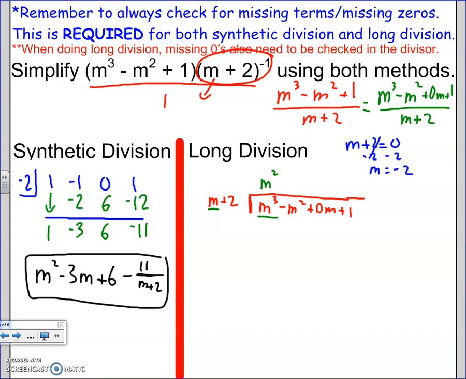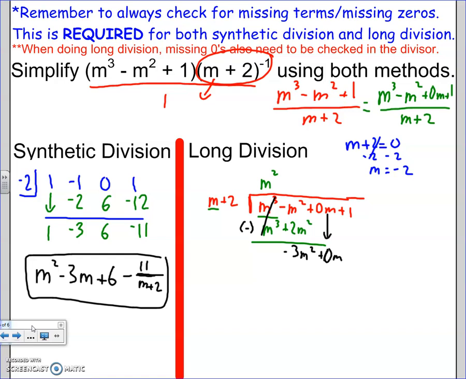Write it on top, multiply the side. M squared times m is m cubed. M squared times +2 is +2m squared. Remember, we have to do the opposite, we have to subtract. So really this m cubed is negative. M cubed minus m cubed is gone. That 2m squared is also negative. -m squared minus 2m squared is -3m squared. I'll bring down the next term and repeat the process.